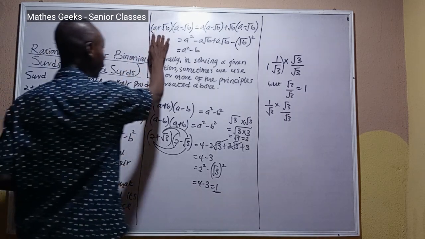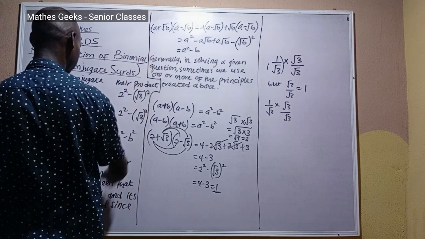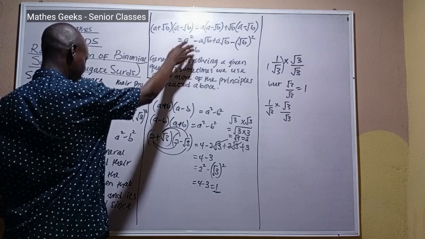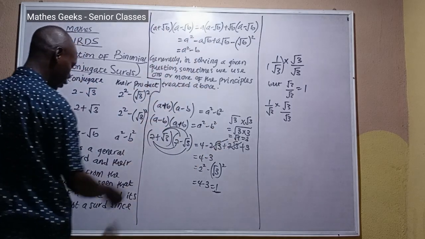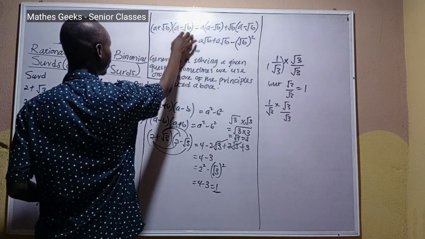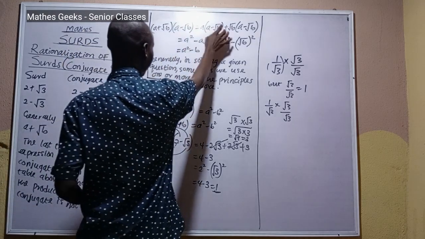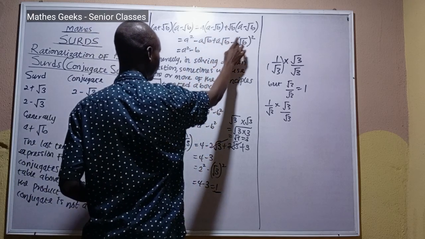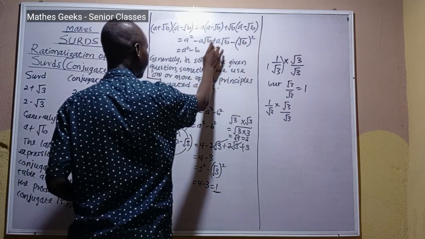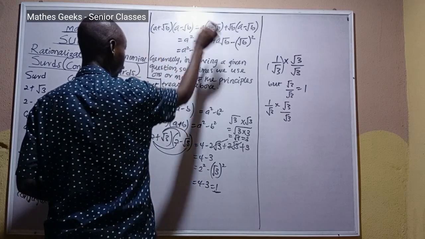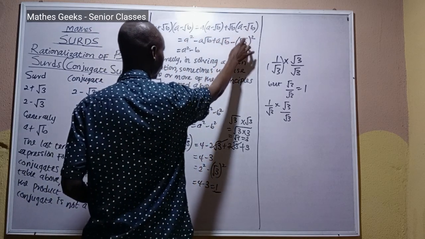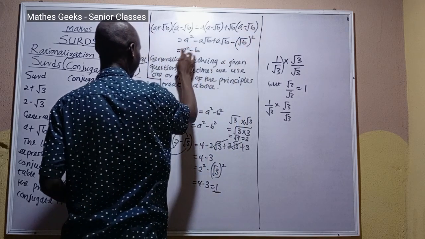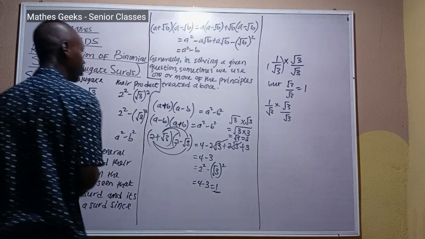This was an example taken to prove that the product of a surd and its conjugate is never a surd, but rather a rational number. Since a plus root b times a minus root b, when we expand, we get a squared minus a root b plus a root b minus root b squared. So minus a root b plus a root b cancel out. You're left with a squared minus root b squared, and the square and root sign cancel, so you have b left. So it's a squared minus b, which is the difference of two squares.